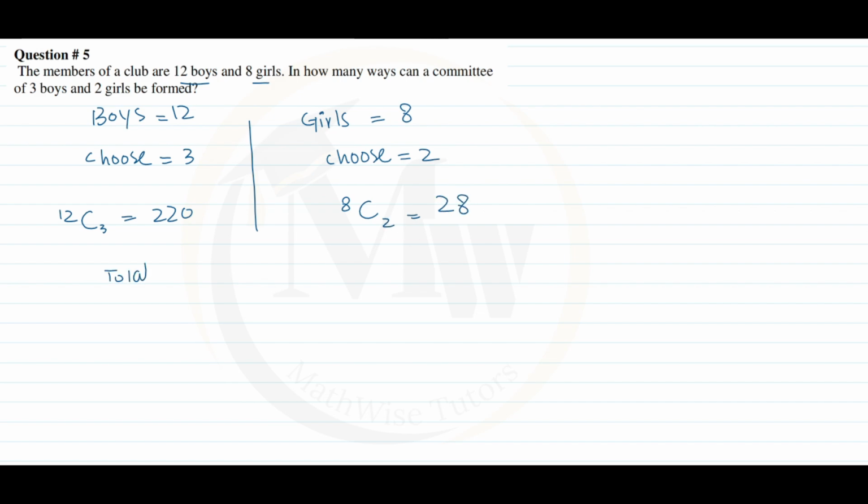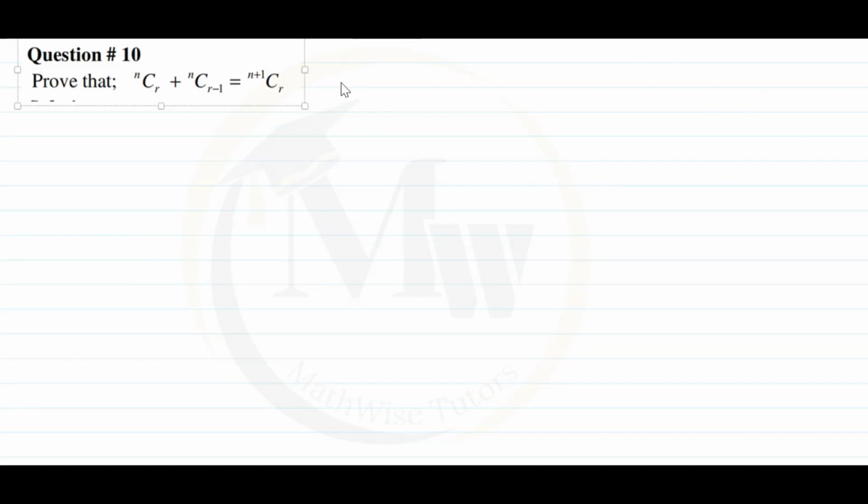So for the total committee, choosing 3 boys and 2 girls together, we multiply 220 times 28, which equals 6160. You must be thinking about why we didn't add and instead focused on multiplication. It is because when we have to choose two things together, we use multiplication. Keep that in mind.